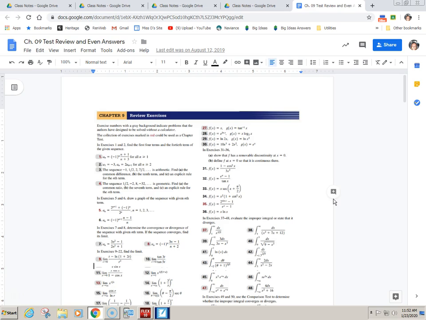Is 0 a number? Or is it the absence of numbers? We're not going into that debate. So 0 or a number, 1, 2, 3, 4, doesn't matter, any constant. If it stabilizes to a single value, it converges, right?